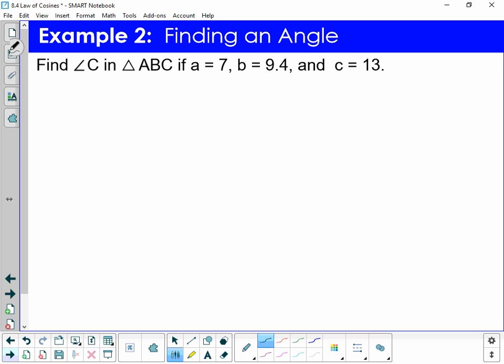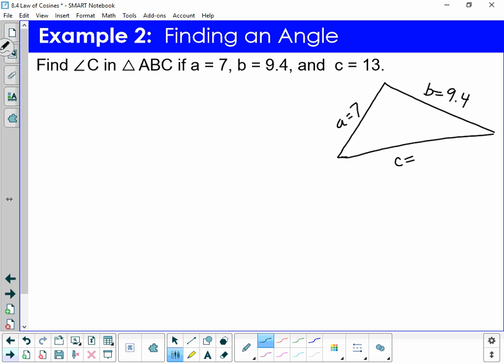So here's a situation in which we're trying to find angle C. If we draw a picture of our triangle, and I'm not going to worry too much about having it be perfectly to scale, this is side A and it's 7, this is side B and it's 9.4, and this is side C and it's 13 units long. What we'd like to find in this triangle is angle C. Remembering our conventions, this is angle C up here that's across from side C.